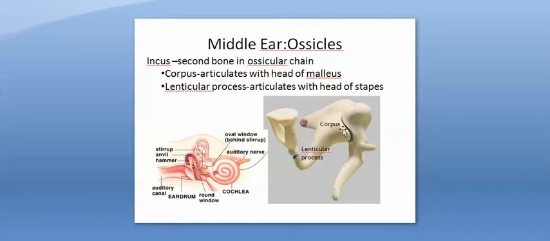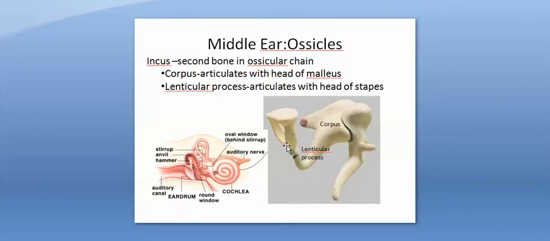Okay, so here's the corpus, or the body. And then we have a process called the lenticular process. And I don't have a great way of remembering lenticular. So if anybody has a good one, go ahead and post it under tips, and I'll be sure to share it with everybody. So there's the lenticular process, and that articulates with the stapes that we're going to talk about in a minute.